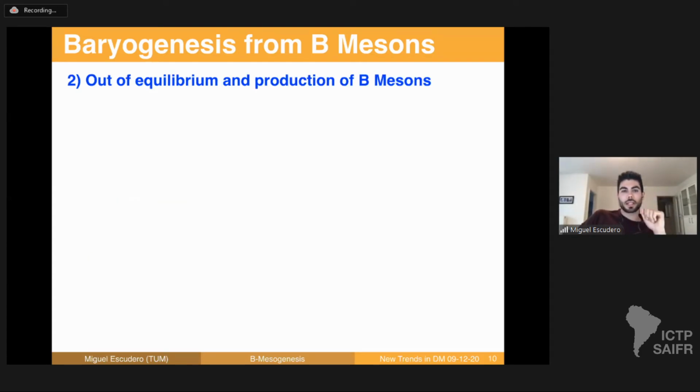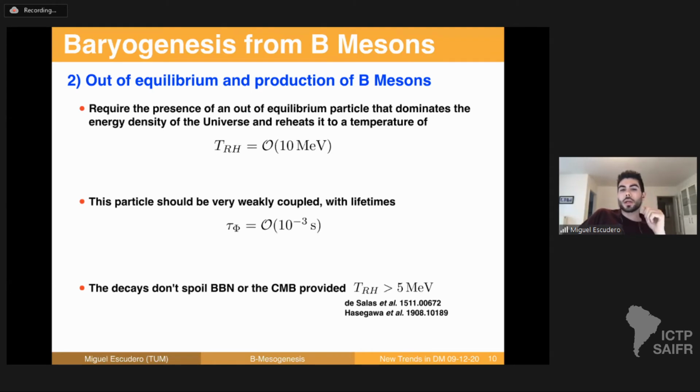So that was the first Sakharov condition, and now the second, out of thermal equilibrium. And also, we need to address how do we produce B-mesons in the early universe, because we want to use them for baryogenesis and dark matter production. So the way we achieved that was by requiring the presence of an out of equilibrium particle that is dominating the energy density of the universe and decays, and reheats it to a temperature of around 10, 20 MeV.